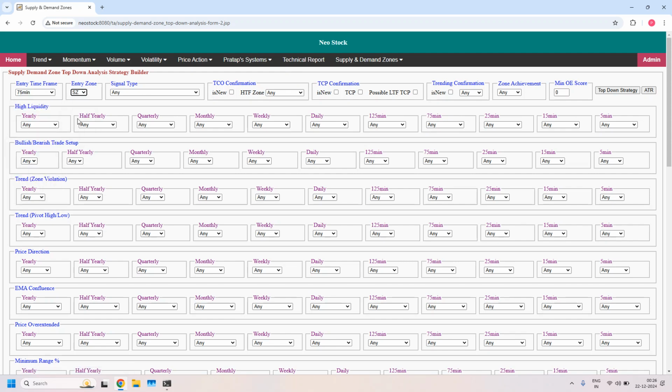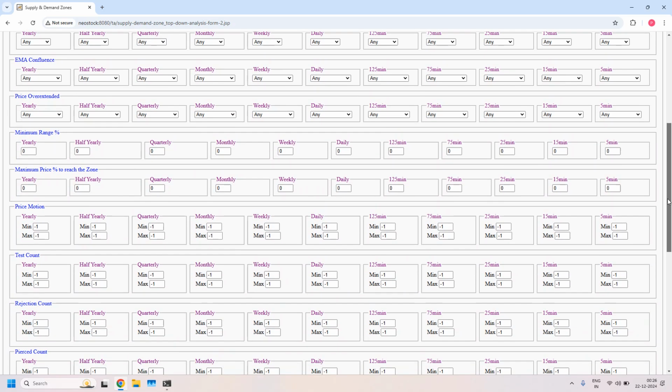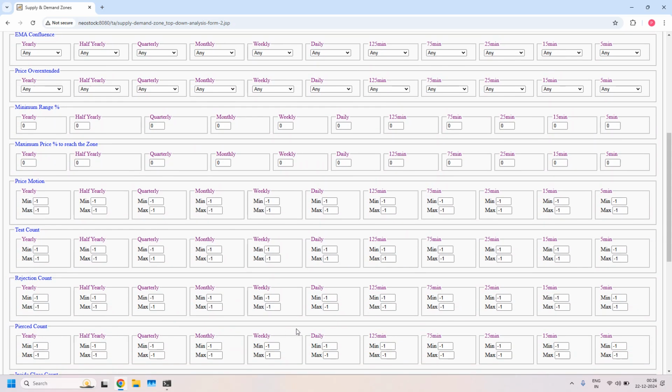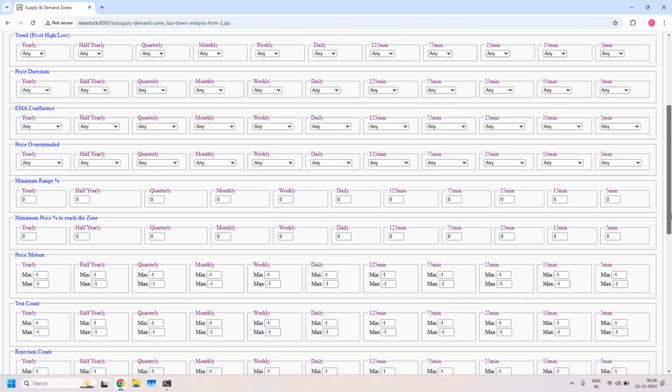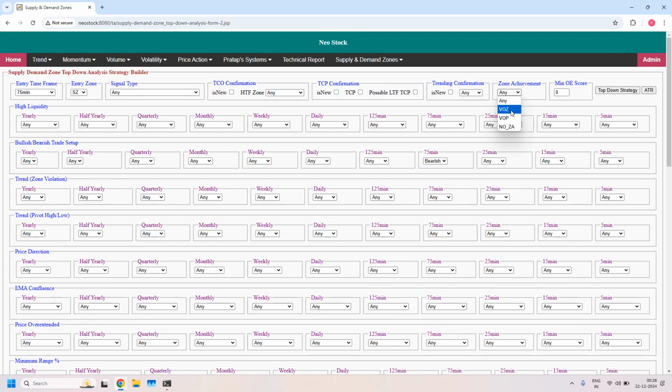Entry zone, supply zone. In bullish or bearish trade setup at 75 minutes time frame, I am selecting bearish. This 75 minute supply zone should not be pierced. So in the pierced count at 75 minutes time frame, I am setting minimum value 0, maximum value 0. That means the 75 minute supply zone should not be pierced, and zone achievement should be violated opposing zone. Minimum odd enhancer score 12. All 3 filters are applied to the 75 minute supply zone.